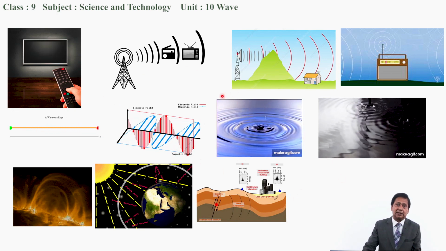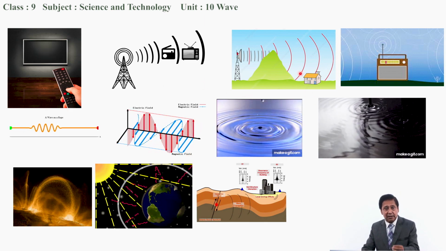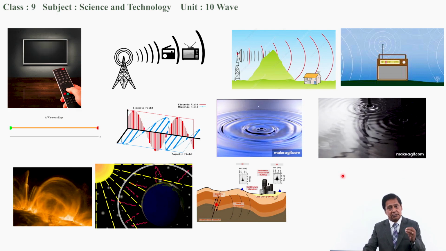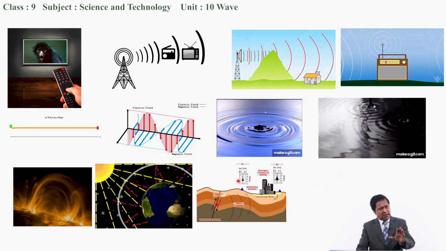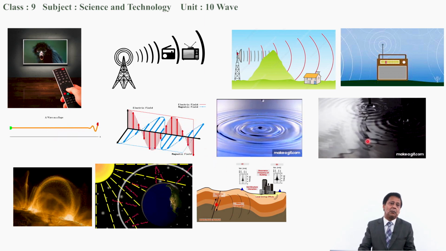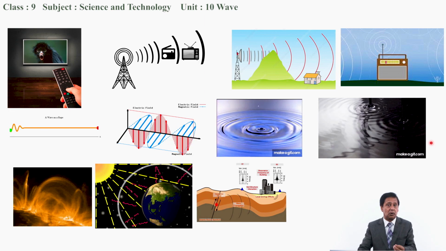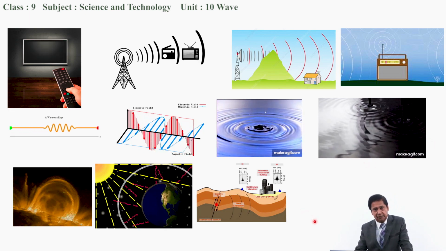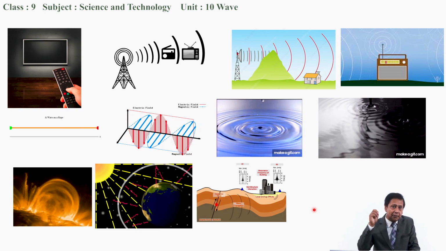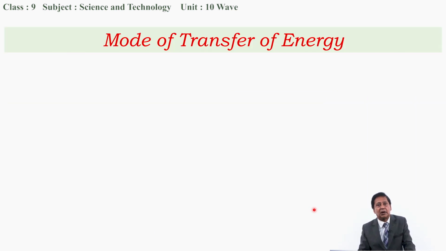In some cases, wave requires material medium for transmission. In some of these cases, wave does not require material medium for transmission. It means in all these cases, wave transmits energy from one place to another place, but somewhere it requires a medium, somewhere it does not require a medium. Now, I want to ask: is the mode of transfer of energy only wave? No, there are two modes of transfer of energy.